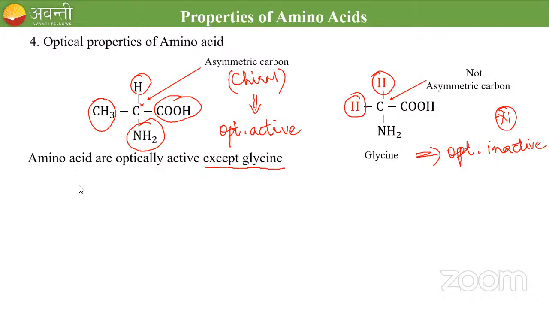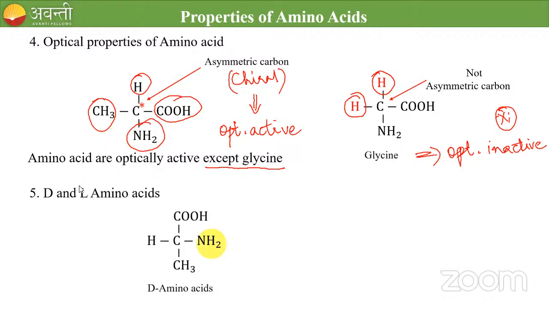Now the fifth property of amino acid is about the D and L amino acid. So D amino acid means the amino group will be present on the right side, and L amino acid means it will be present on the left side. That's all. Okay. Yesterday we discussed this for glucose and fructose, right? If the last-but-one carbon has OH on the right side, it is D, and if it is present on the left side, it is called L. The same concept you have to apply here also. Got it? So this is the information about the amino acid. So we have studied the classifications and the properties of amino acids.